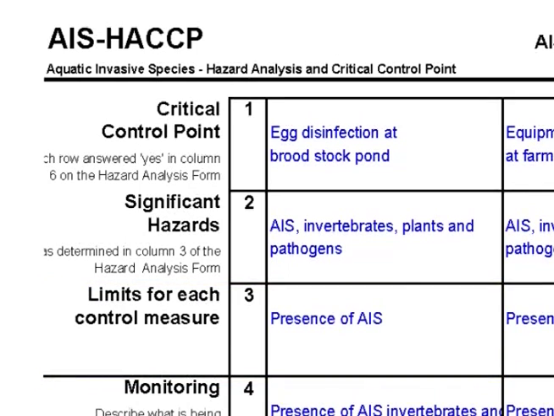Usually, this means elimination of the AIS from the process, but occasionally the best we can do is significantly reduce the risk. An example of this might be an invasive fish like gambusia that are found during minnow harvest. It's not practical to hand sort each of the fish coming out of the pond, but having critical control points to remove the gambusia at harvest, during holding, loading, and delivery will greatly reduce the AIS spread.